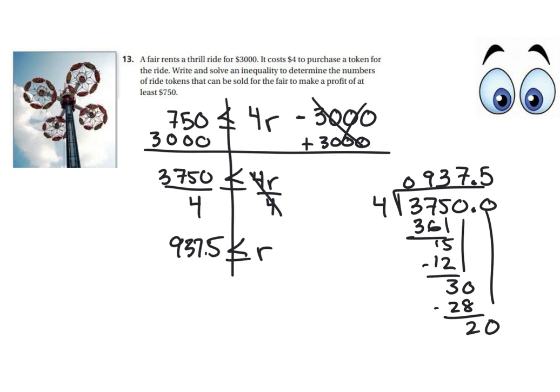So how many ride tokens must be sold? 937.5. That's not realistic. You couldn't sell half of a token. So we would have to say that you must sell at least 938 tokens.